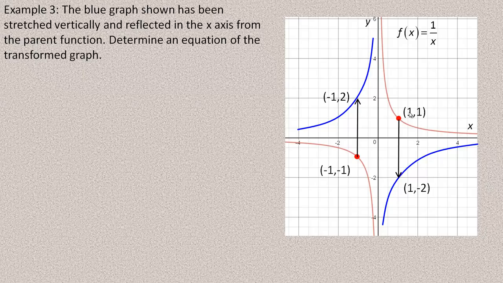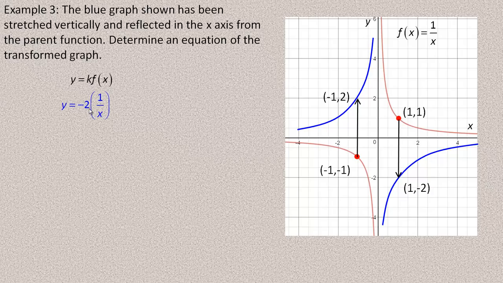So notice, we're thinking of it as a vertical stretch, so the x values stay the same. This number has been multiplied by negative 2 to make it negative 2, and the same thing here. Negative 1 times negative 2 is positive 2. That's why it's changed into that point. So if we think of it as a vertical stretch, y equals k f of x, k times f of x, then the k value would be negative 2.